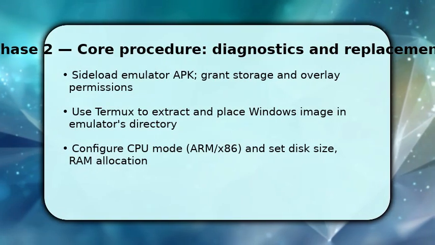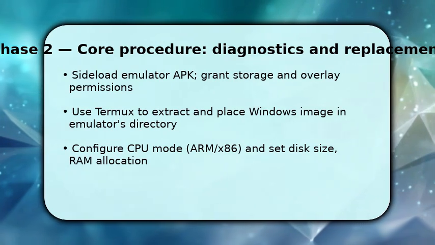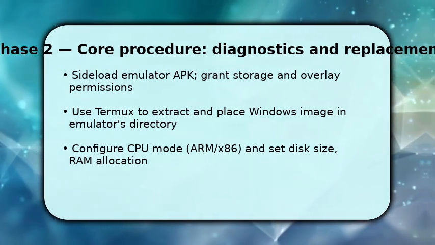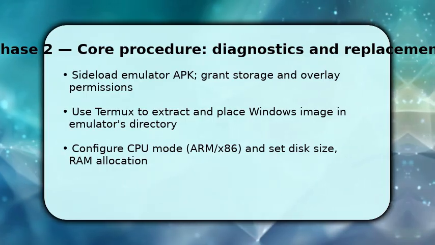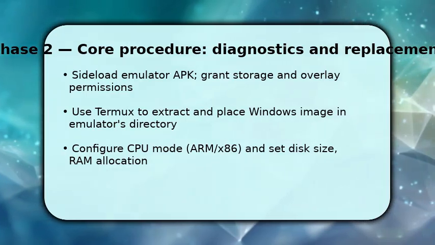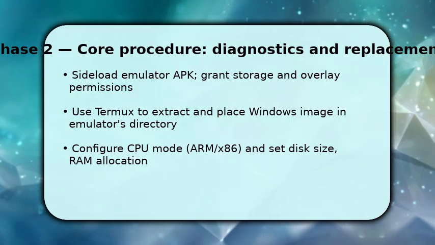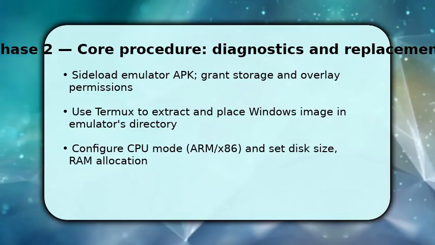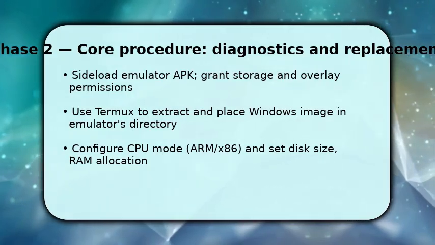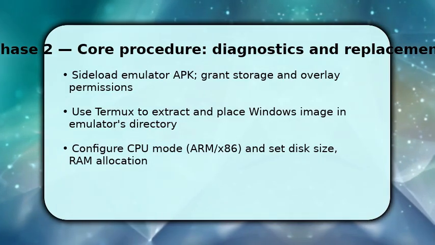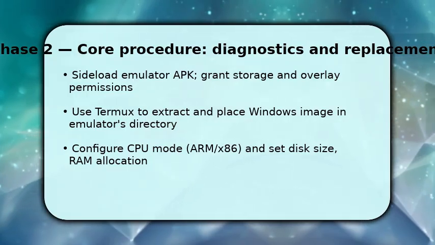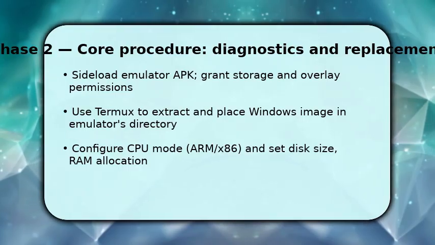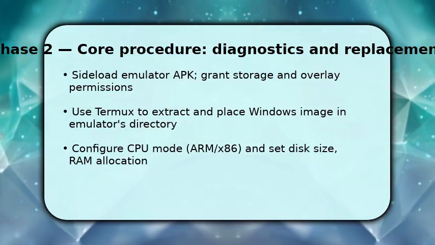You now install and configure the emulator itself, which requires careful steps. Sideload the APK and grant storage and overlay permissions so the app can access the image. Install any helper plugins it requests. Then, use Termux or the file manager to extract the downloaded Windows image into the emulator's directory. Make sure file names match exactly. After that, configure CPU mode, disk size, and RAM allocation. This determines performance, so balance speed with available resources.